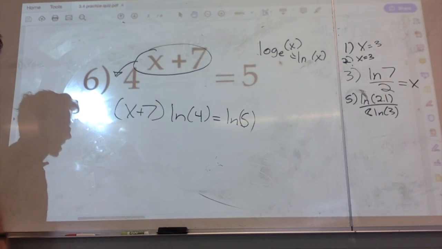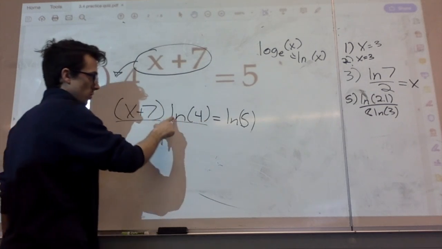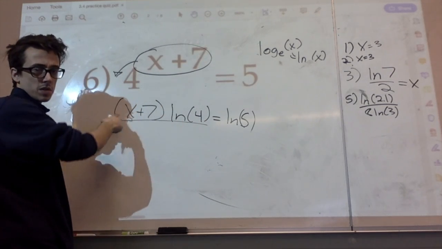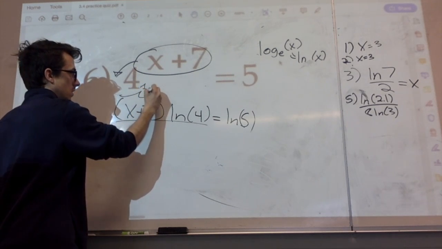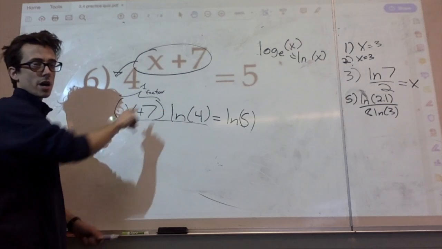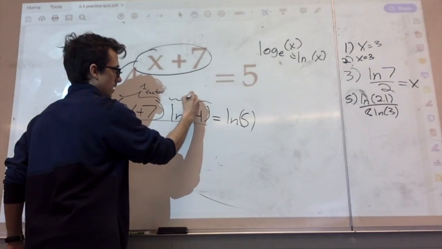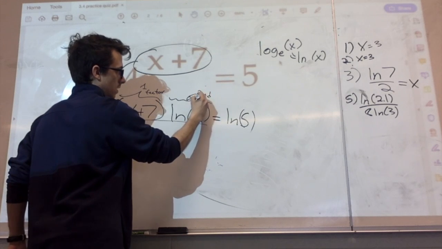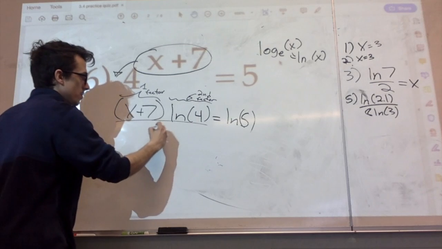And so, same kind of song and dance. We're trying to isolate x. You're pretty smart, so you know that these are 2 factors. X plus 7 is 1 factor, and also natural log of 4 is another factor. So divide both sides by natural log of 4, keep it moving, see what happens.